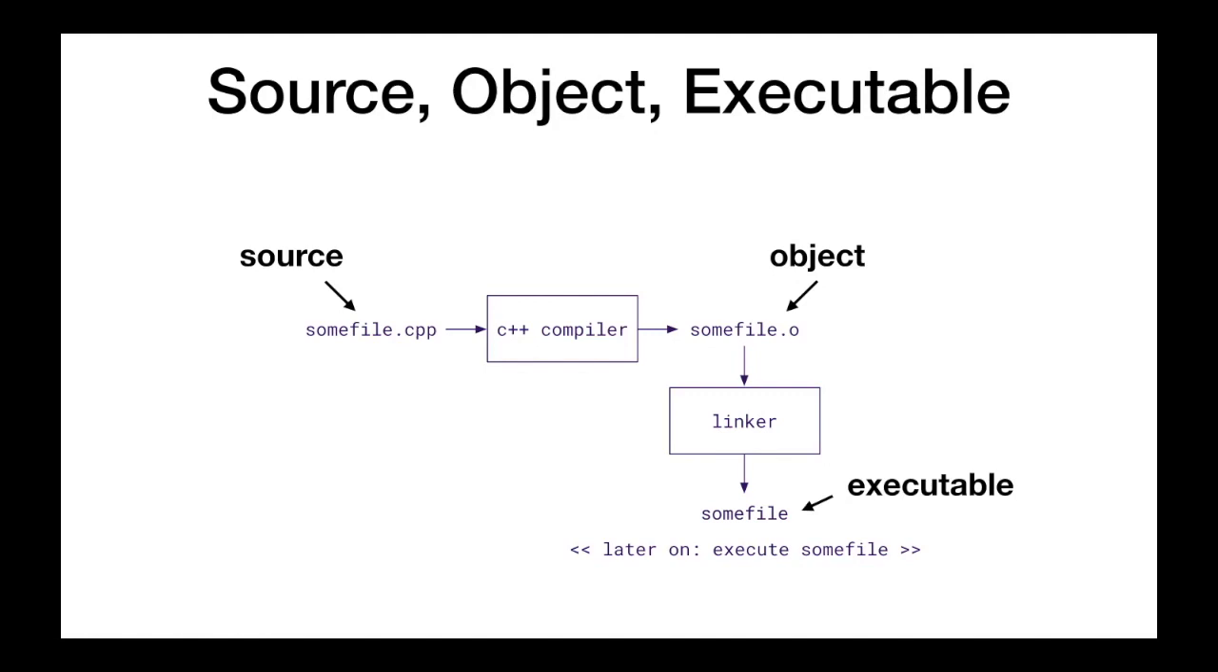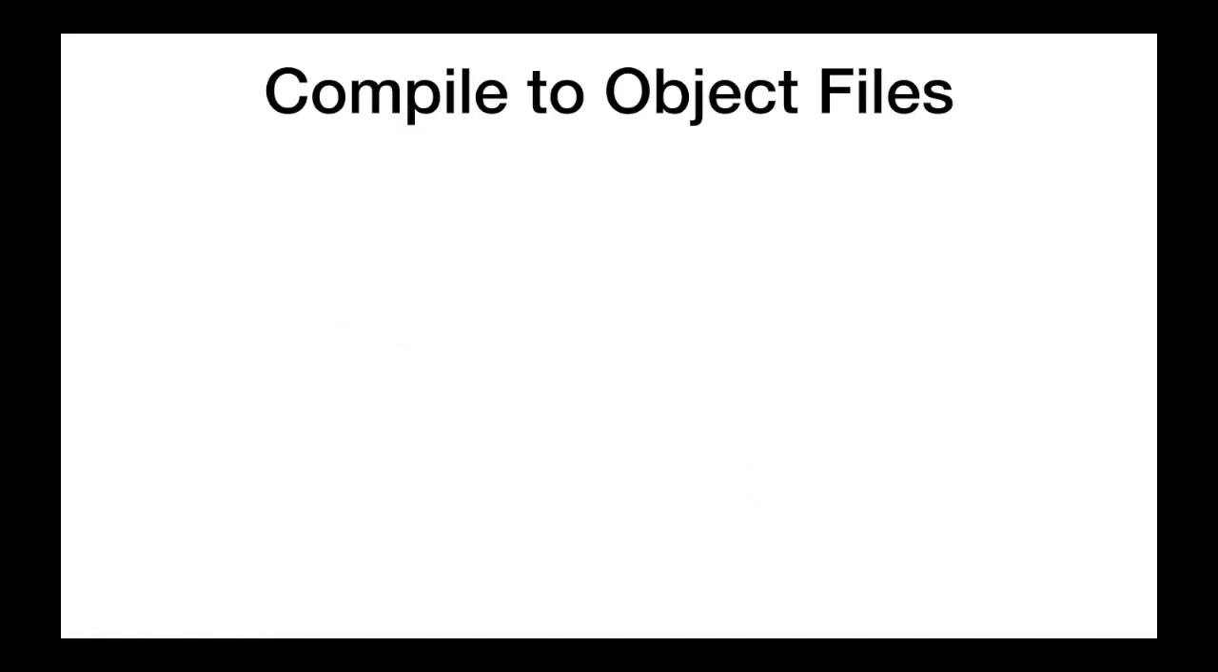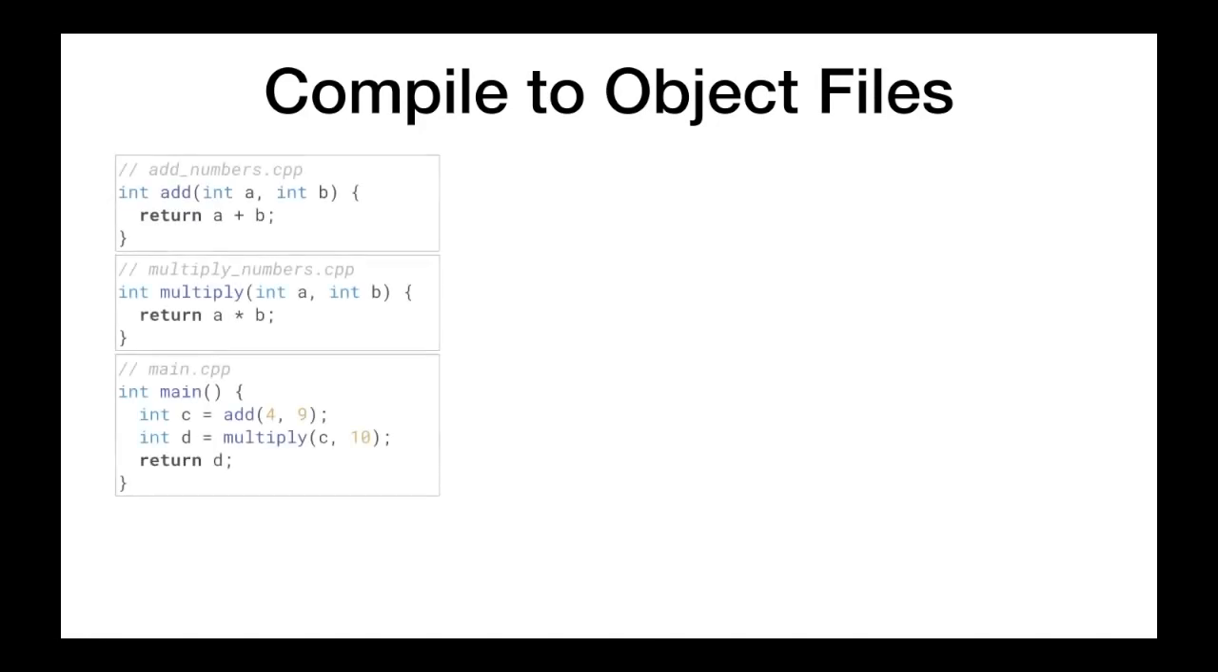And then there's another step that takes an object file, or object files plural, to make a final standalone executable that doesn't need any interpreter to run. An executable is simply a file that contains instructions that the computer can run directly. To get one of those, we need to take our object files and link them into a single executable file. This stage is called linking. Say you have a few different source files, add numbers, multiply numbers, and main. Each file has one function in it.